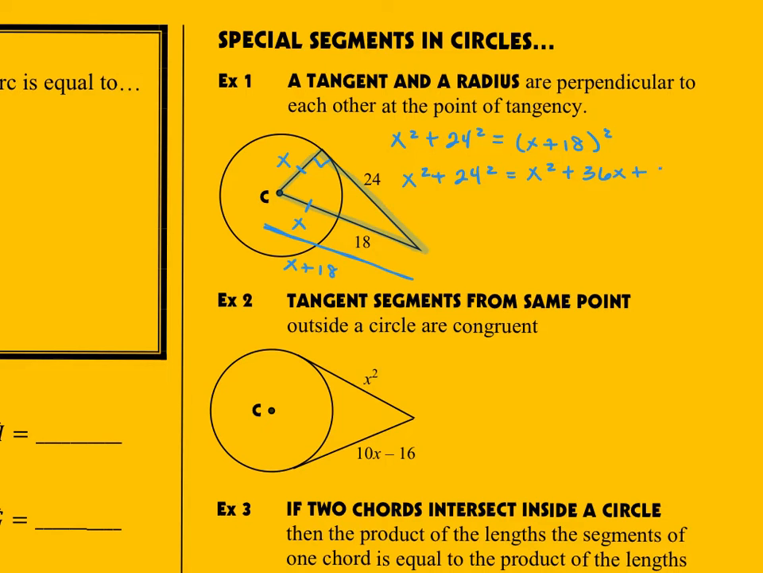plus our 324. Now, if you forget to FOIL, your variables are going to drop out and you're going to be confused. So this way we can see that the x squareds are going to cancel, and now we can take that 324, subtract it from each side, not forgetting that that's a 24 squared there, and on the left we're going to get 252 equals 36x. So our x on this problem is simply 7. Okay, so that's our first possibility.